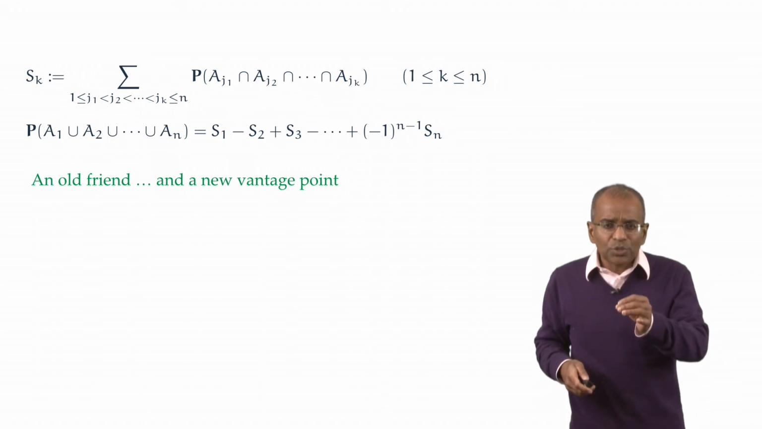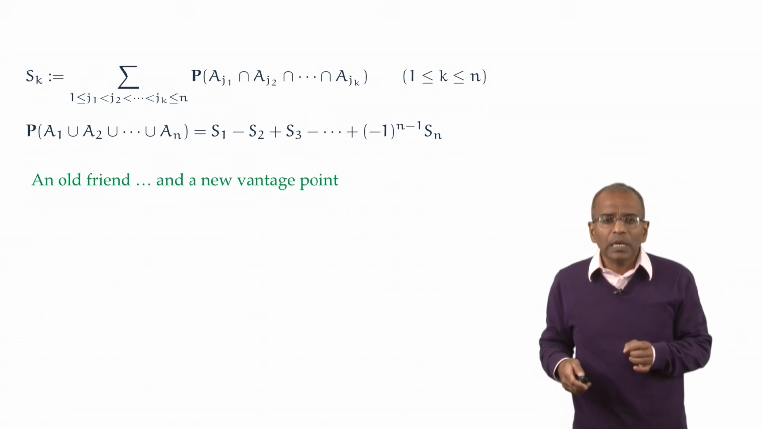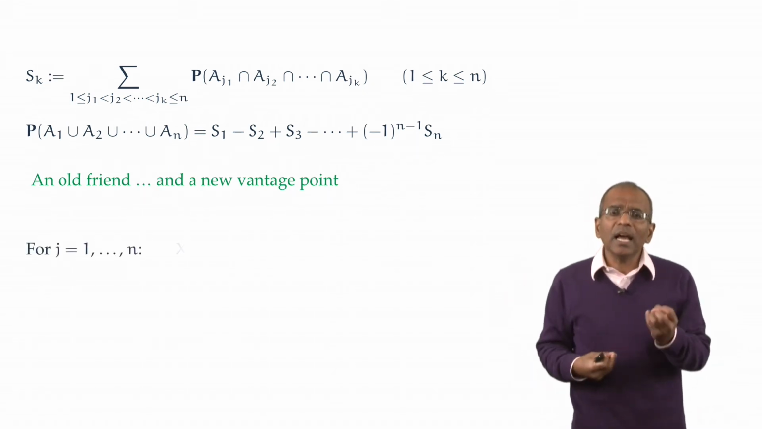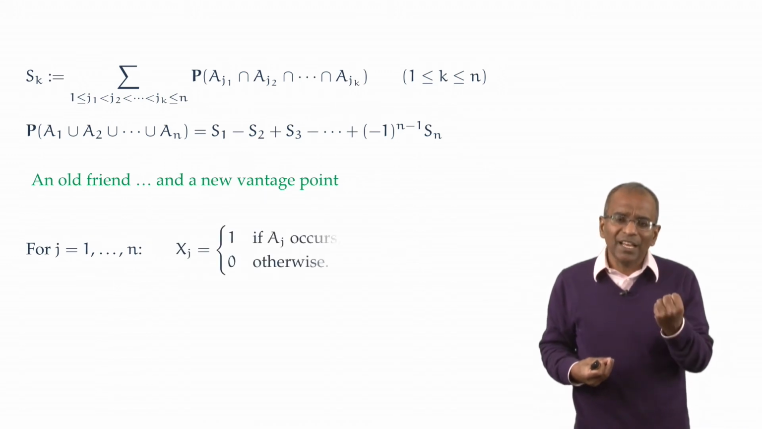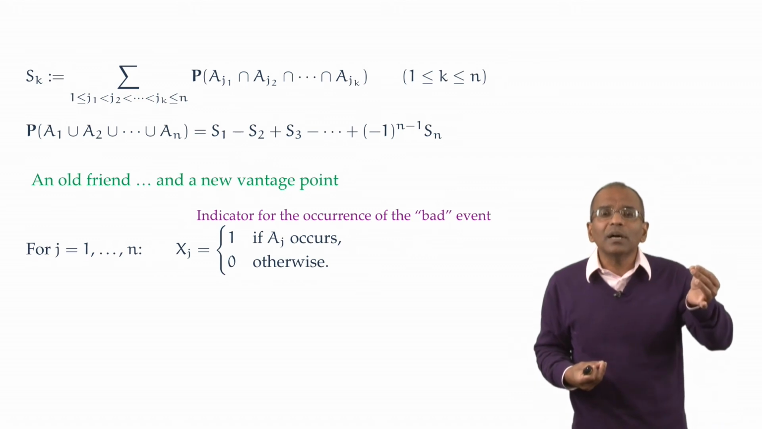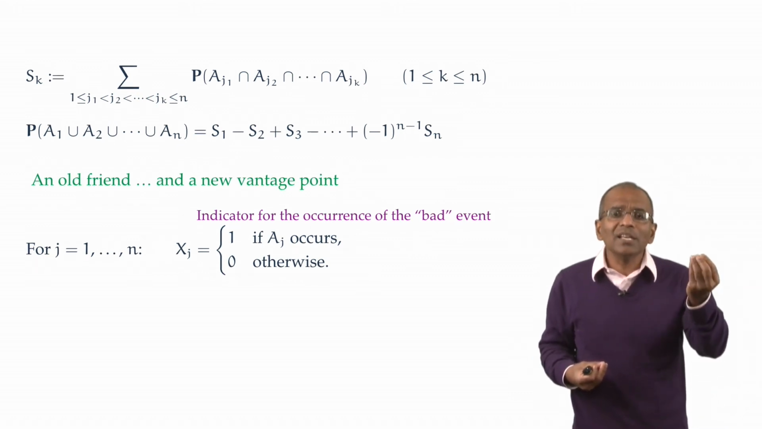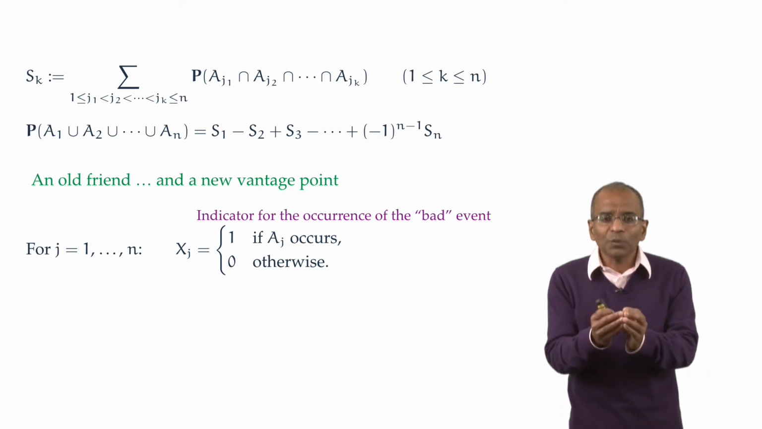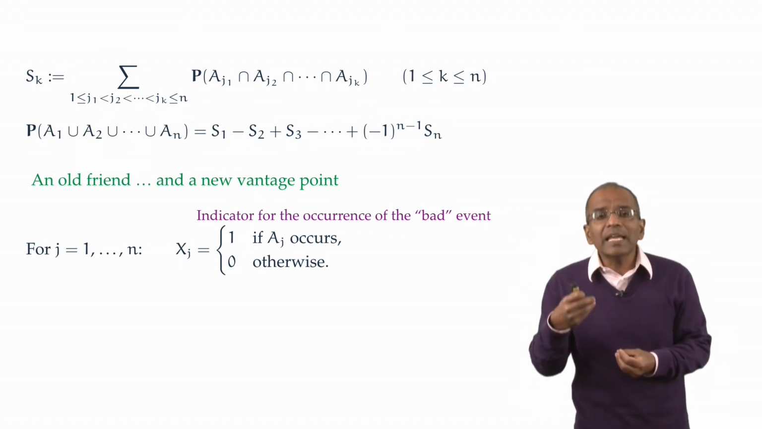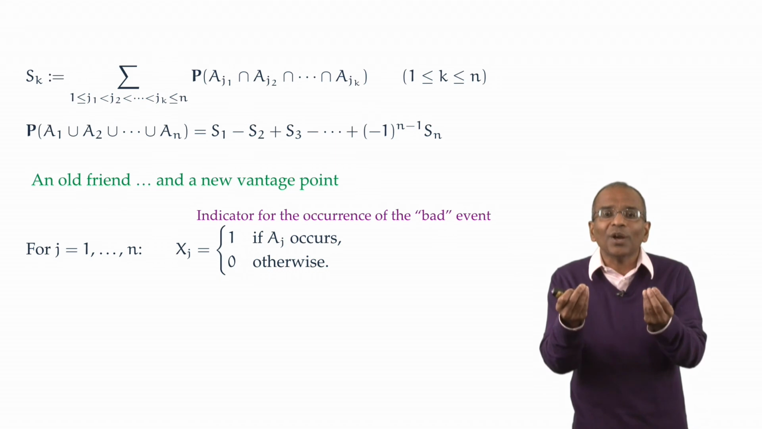Let's introduce some notation to capture the occurrence of a bad event. So, for an index j running from 1 through n, let x sub j be a variable which takes a value 1 if the bad event Aj occurs and is 0 otherwise. In other words, the value of xj is a flag, an indicator for whether the bad event Aj occurred.